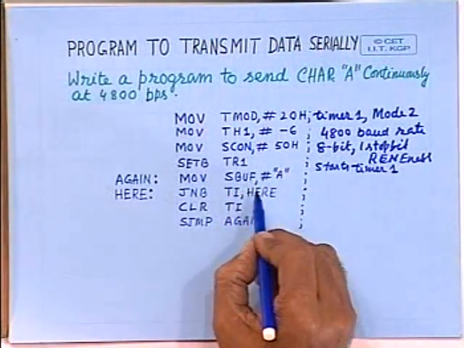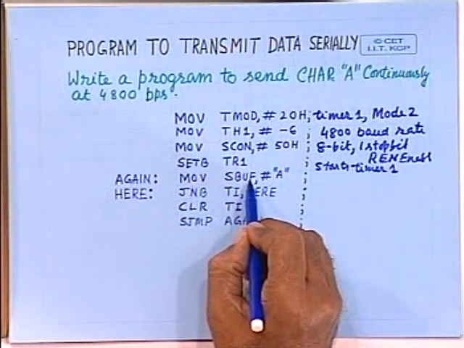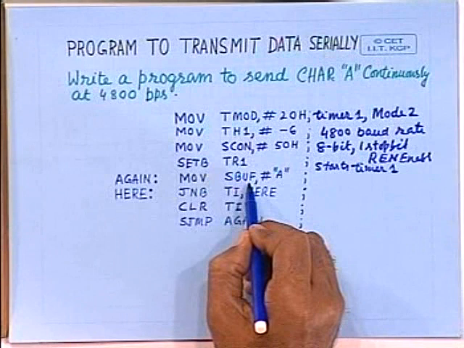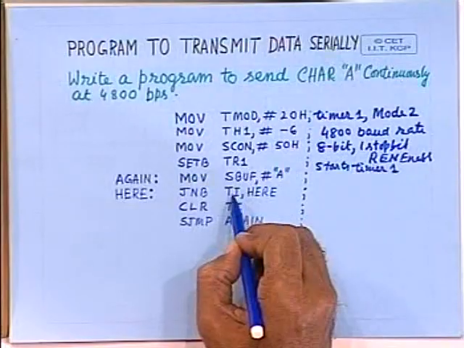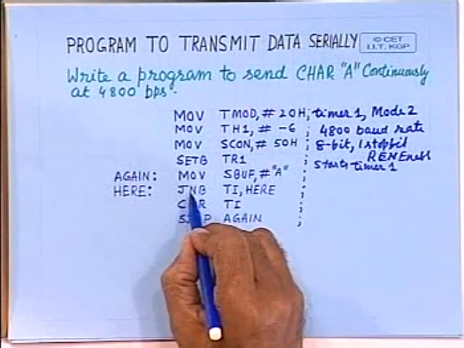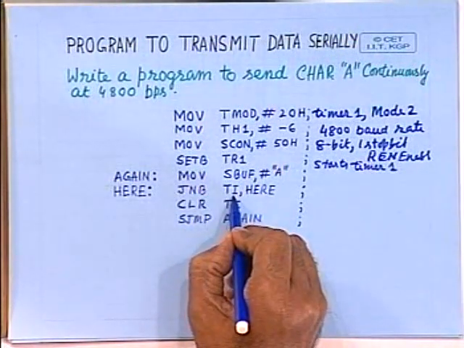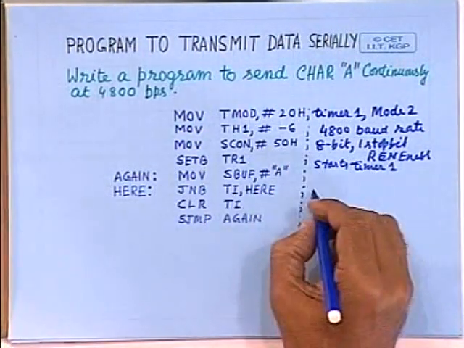And obviously you have to move the data, character A, to the SBUF buffer, and it goes to the transmit buffer. Then it checks the TI flag bit, the transmit interrupt flag bit, to see whether the data has been sent or not. When the character is sent, the TI flag bit is set. That is being checked here. It loops here till the TI flag bit is 1. Whenever TI is 1, you have to clear it so that it is ready.